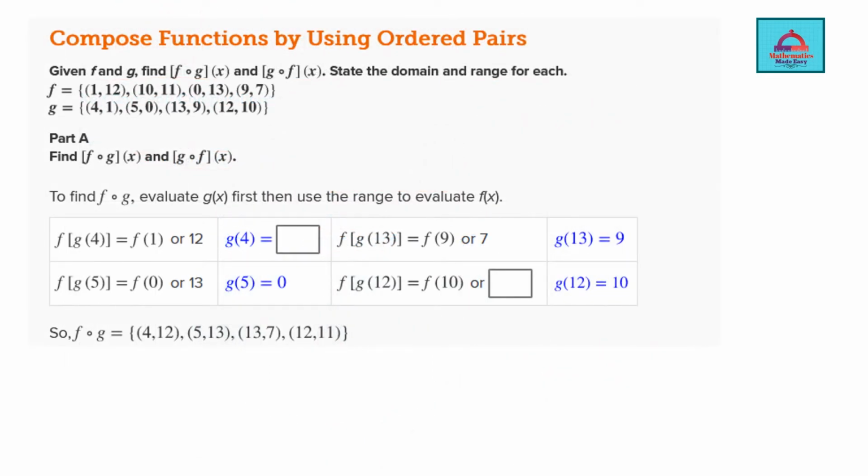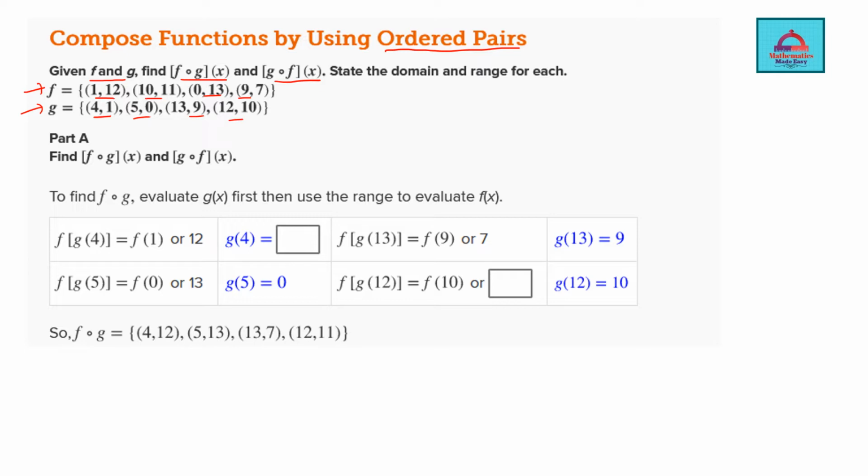So let's solve one question using ordered pairs, and that will make the concept easy for you. Two functions are given, f and g. You have to find the f of g(x) composite function and g of f(x) composite function. Now the functions f and g are given to you in ordered pairs. These pairs: 1, 2, 3, 4 points, 1, 2, 3, 4 points.